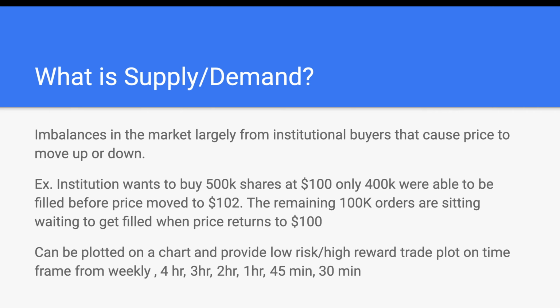This can be plotted on any different time frame you prefer, from the weekly, daily, 4 hour, 3 hour, 2 hour, 1 hour, 45-minute, 30-minute. Typically, the lowest I go is 15-minute. Sometimes we'll do a lower 5-minute on intraday, looking at a pullback or something. Those are good zones, as well as any rally-based rallies for any quick scalps off the 5-minute.